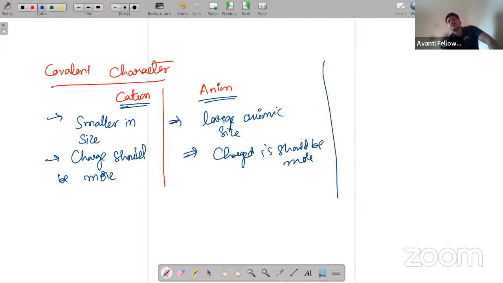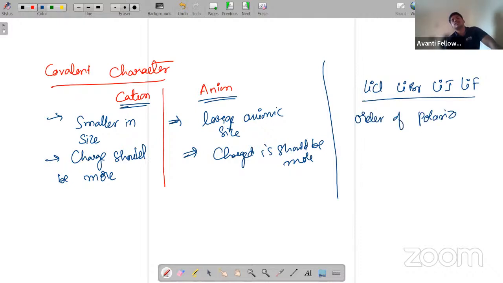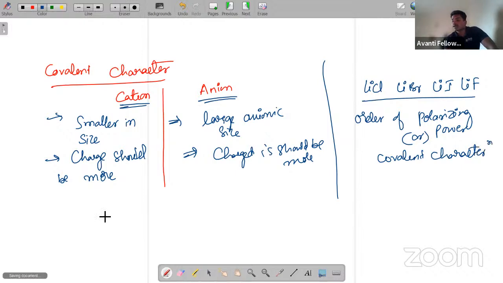Now let's suppose I'm talking about LiCl, LiBr, next LiI and LiF. If they have given this and I am asking the order of polarizing power, or we can also say covalent character, how do you calculate this one? First write down what are cations and what are anions. Here the cation is Li plus, which is a fixed one.